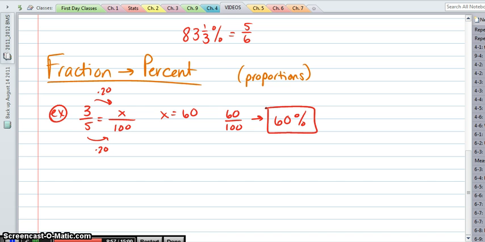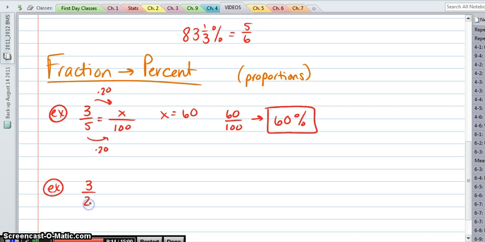Please make sure that you're paying attention to when you need to place a percent sign after an answer. Before we were going from a percent to a fraction, so we didn't need to have that, but here we do. We need to have our percent sign. So that's one way to do that.